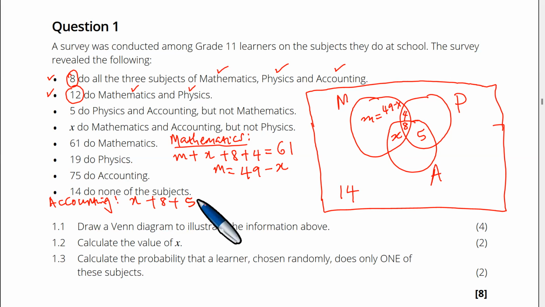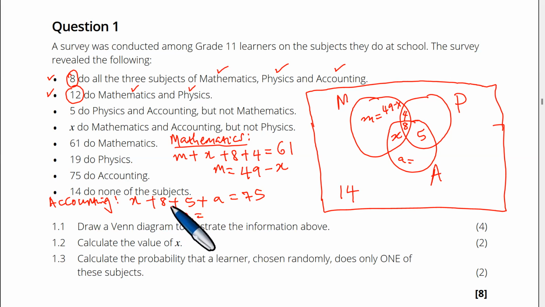Plus 5 plus, you can call it small a here for those who do accounting only. And those who do accounting only, they're a total of how many? They're a total of those who do accounting, there are 75 of them. So you equate these to 75. Because we're solving Venn diagrams today. Right. So we want to find a.